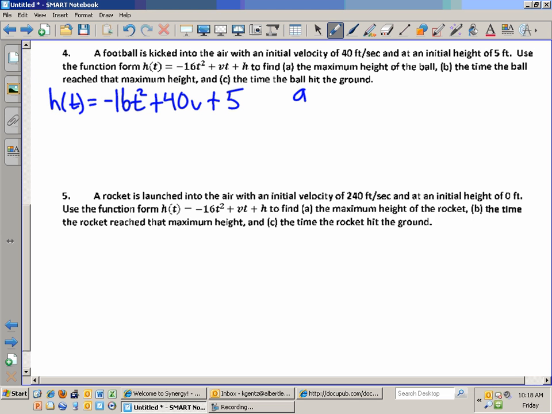A says find the maximum height of the ball. In order to find the maximum height, what is that point that we're looking for if we find the maximum? Starts with a V, rhymes with vertex. Vertex, yep, we're looking for the vertex. In order to find the vertex, what equation do we use? -b divided by twice the A value. So in this problem, if you do -b, -40 divided by 2 times -16 is -32.